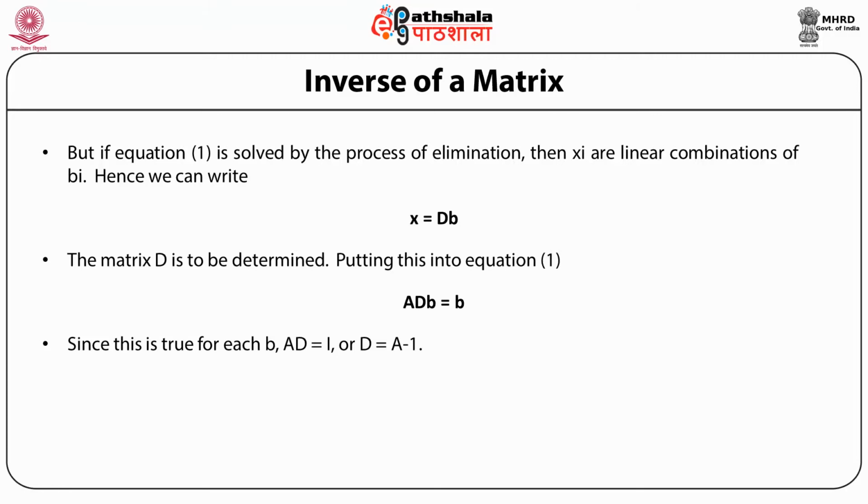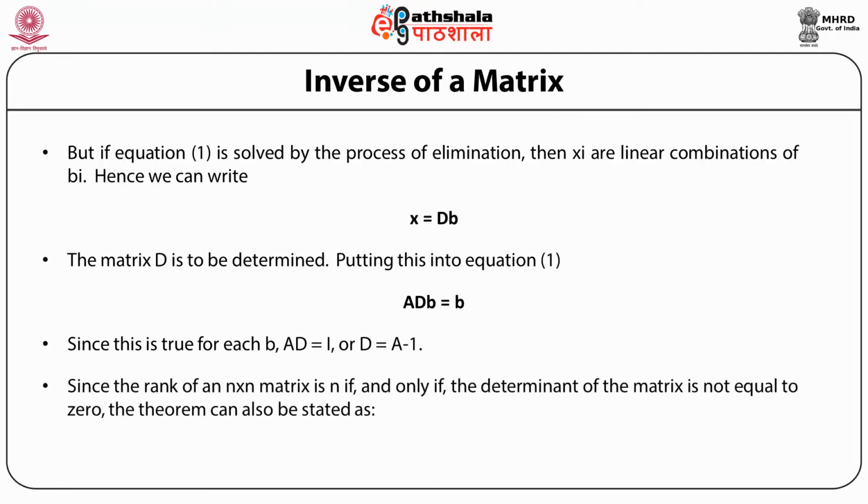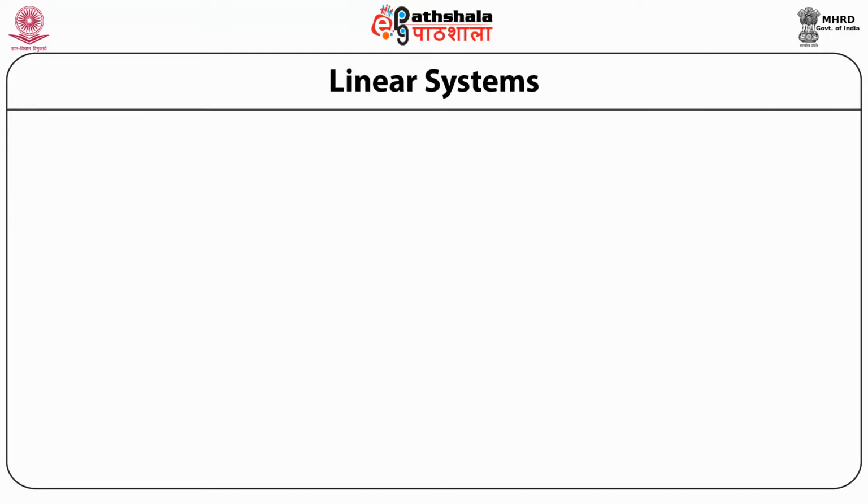Hence, the theorem is proved. Since the rank of an n cross n matrix is n if and only if the determinant of the matrix is not equal to 0, the theorem can also be stated as: the inverse of a matrix A exists if and only if determinant A is not equal to 0. We will next try to understand linear systems.